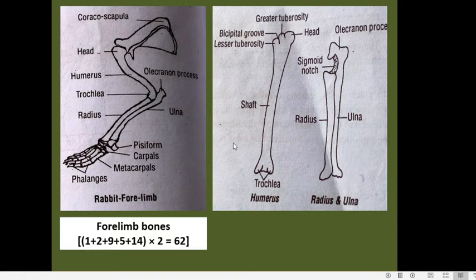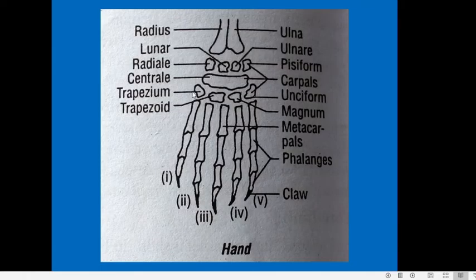Now we will move on to the wrist. This is the wrist region which is supported by small bones which are called the carpals, and there are 9 carpals. These 9 carpals are arranged in 3 rows. So this is the first row or the proximal row, this is the mesial row, and this is the distal row.